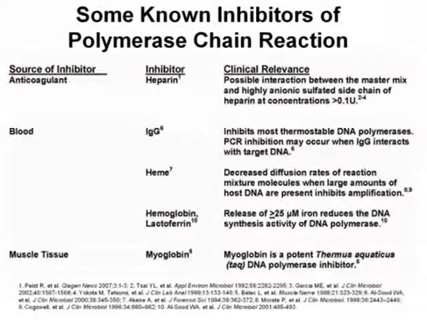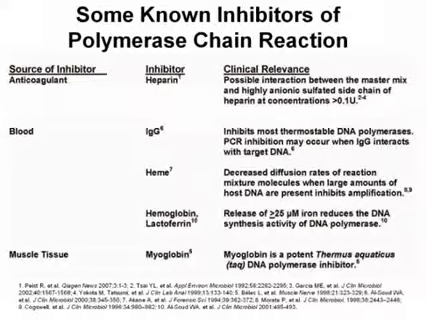The common anticoagulant heparin is a known inhibitor of PCR. The exact mechanism is not known, however. There is possible interaction between PCR master mix and the highly anionic sulfated side chain of heparin. Critically ill patients may be on high doses of heparin. Therefore, this may inhibit PCR or other nucleic acid recognition techniques.